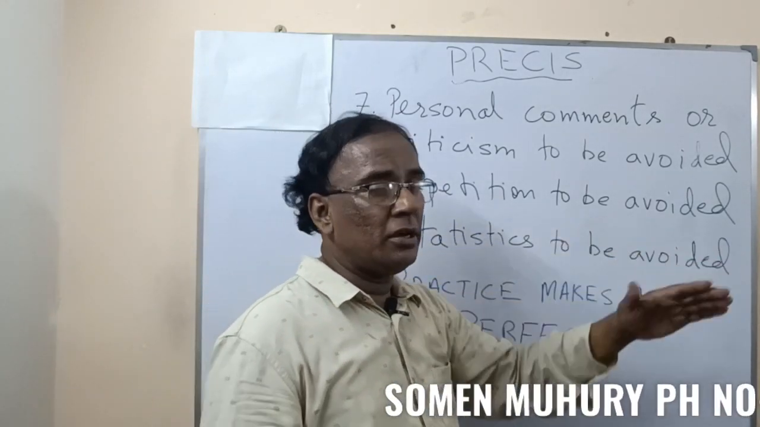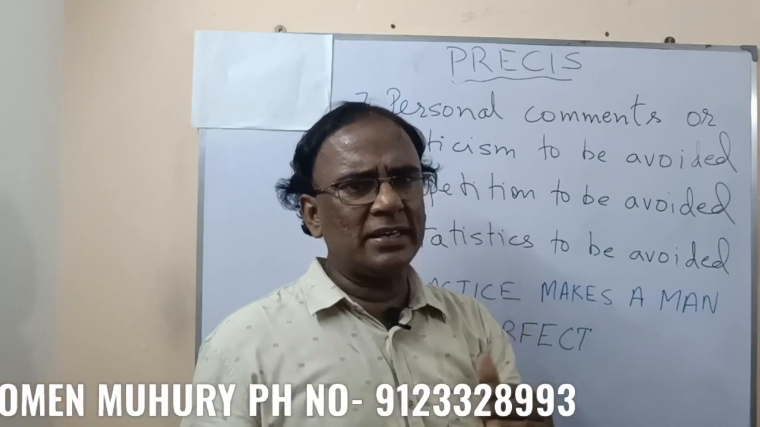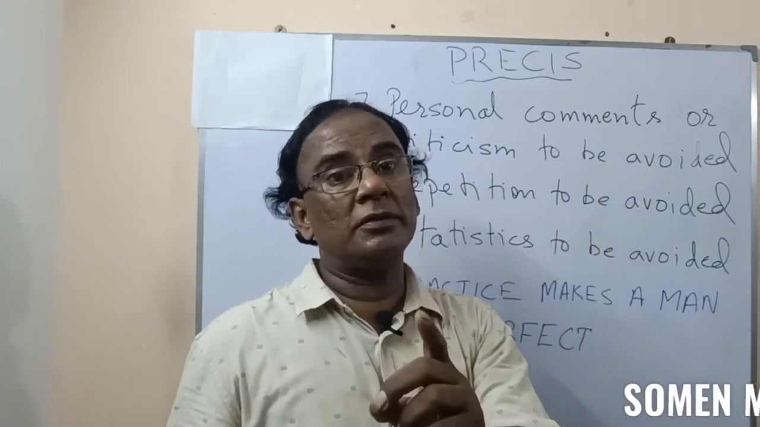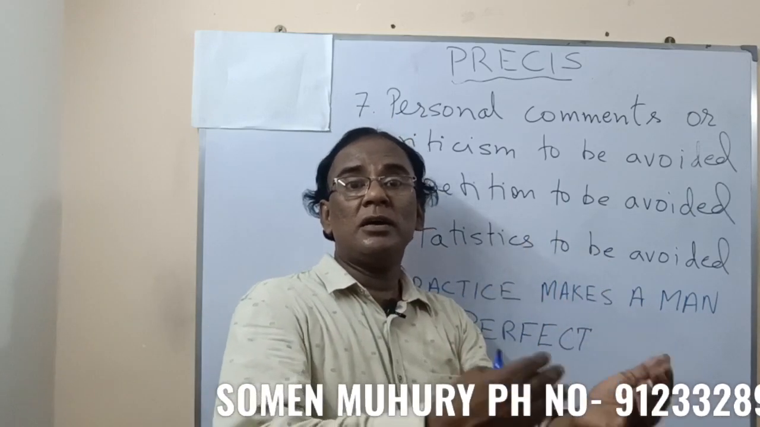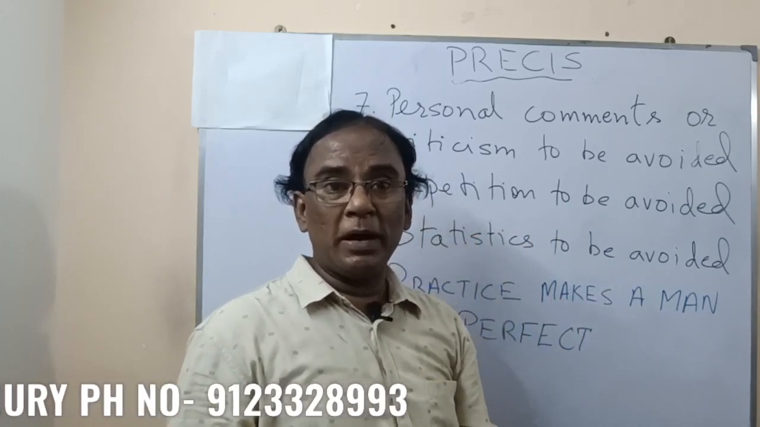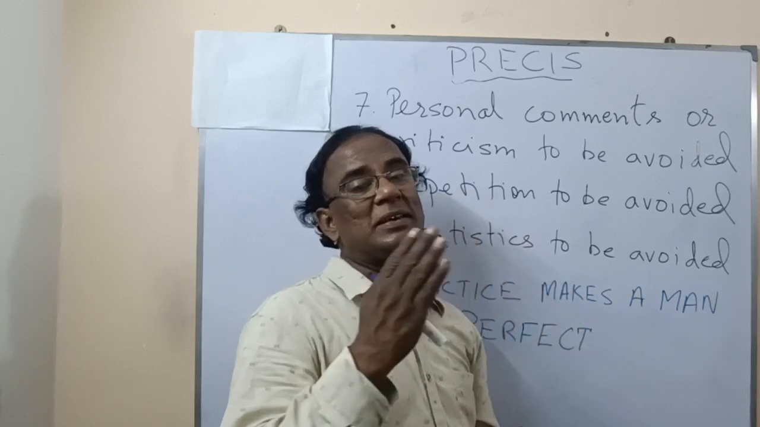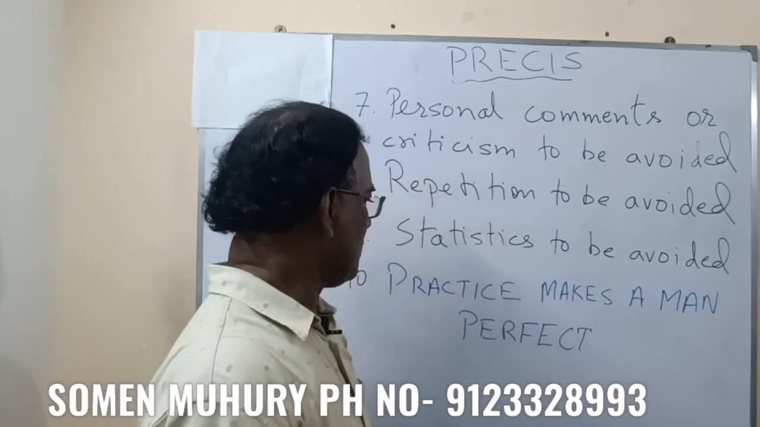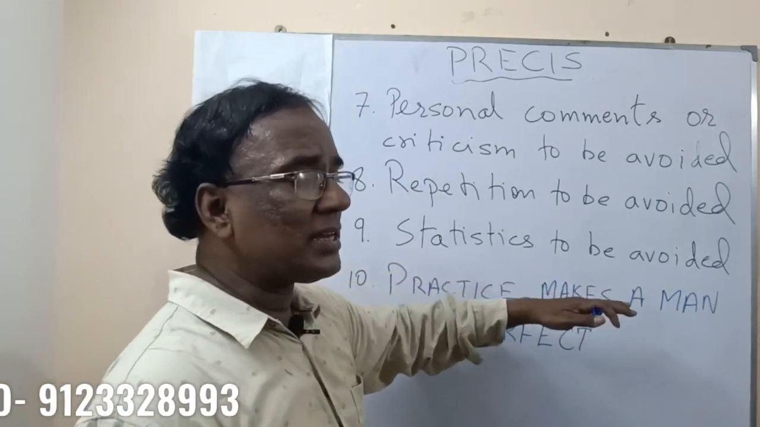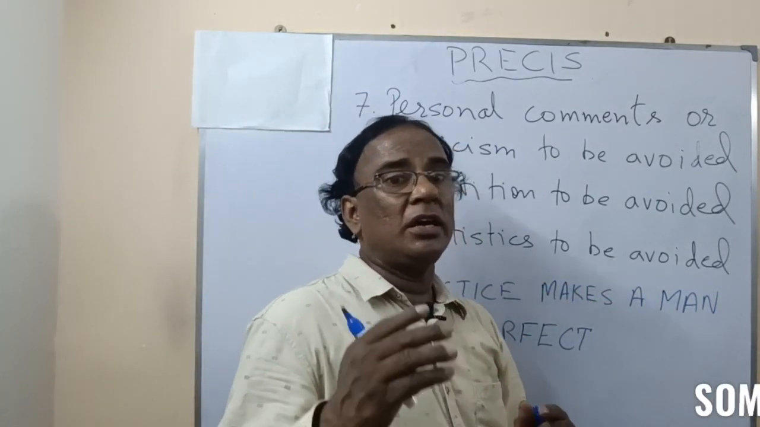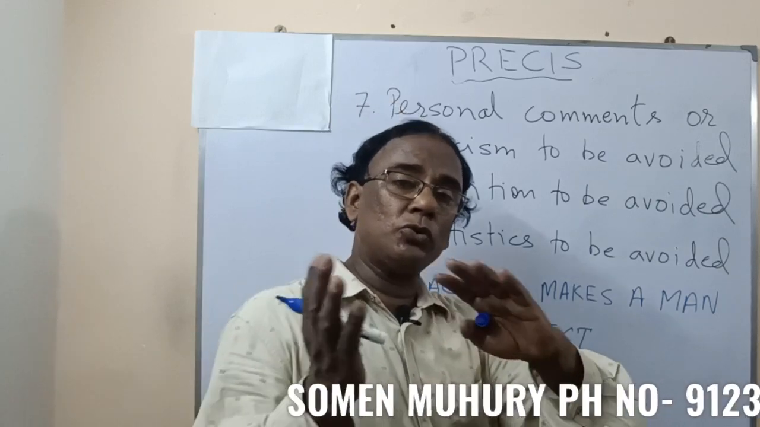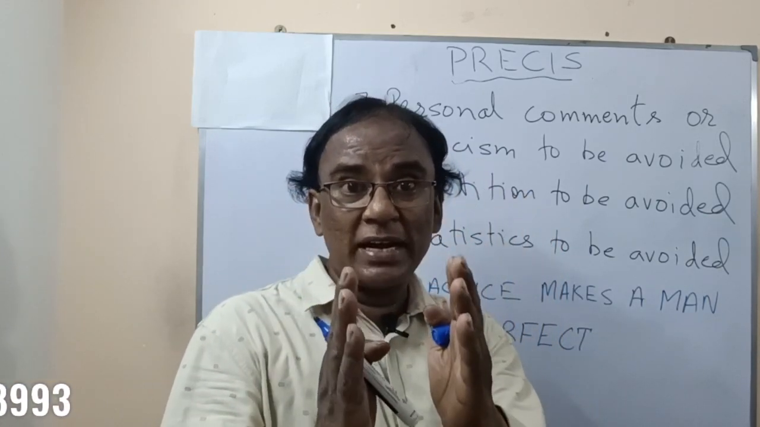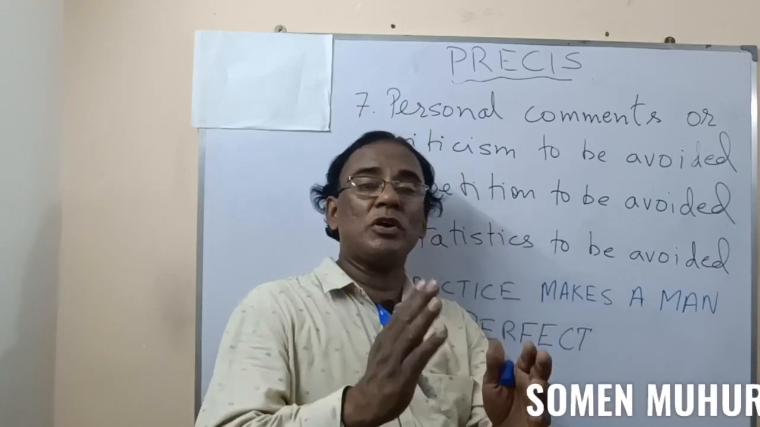Repetition to be avoided. In a paragraph, you might see the same thing written in the first and also at the end of the paragraph, or maybe at the end of the particular piece. But you cannot write the same thing again. You have to remember this particular point. Number 9, statistics should be avoided. If there are statistics given, you have to totally avoid them. You cannot write statistics in a condensed form. You have to avoid them.